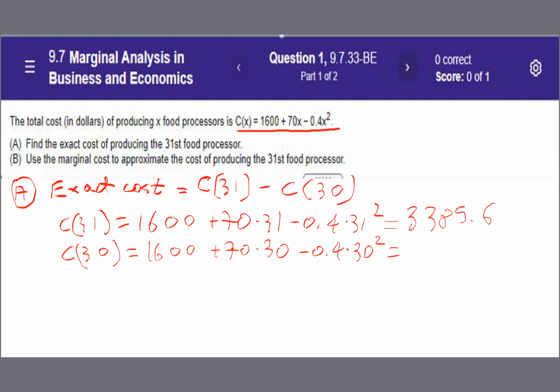All right, 3340. So the exact cost is going to be 3385.6 minus 3340, and that is 45.6.